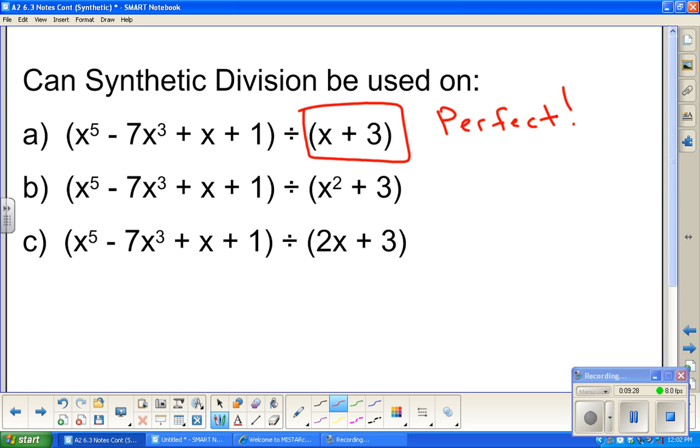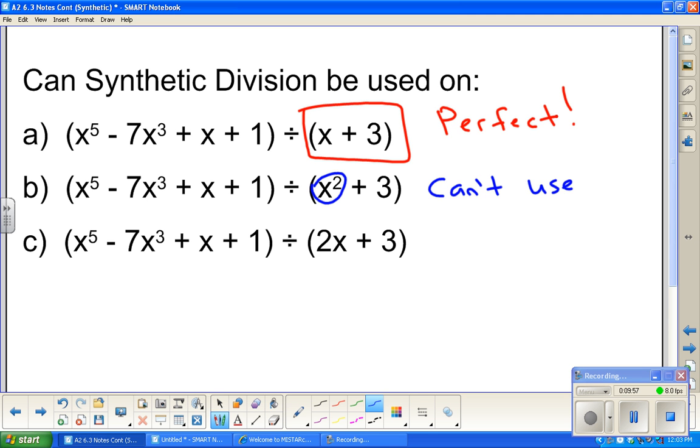What about B? No, you can't use it. This is a quadratic that we're dividing by. You cannot use synthetic on that. If you see that problem, you have to use long division. That's why we did long division first. It's always available to you. Most of the problems from now on you will be able to use synthetic division, but there'll always be that occasional one thrown in where you still have to use long division.